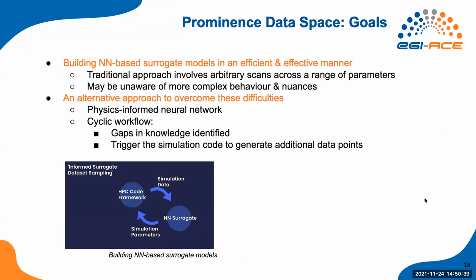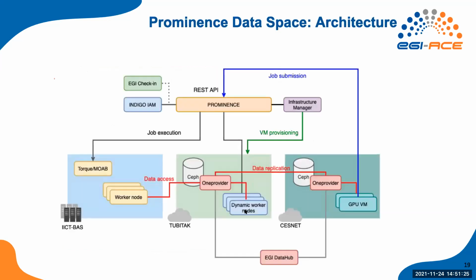The goal of the data space is to build neural network-based surrogate models in an efficient and effective manner. In this case, what they're trying to do is to build a physics informed neural network with the possibility to implement a cyclic workflow to inject simulation, to request simulation parameters and get simulation data when training the machine learning model.